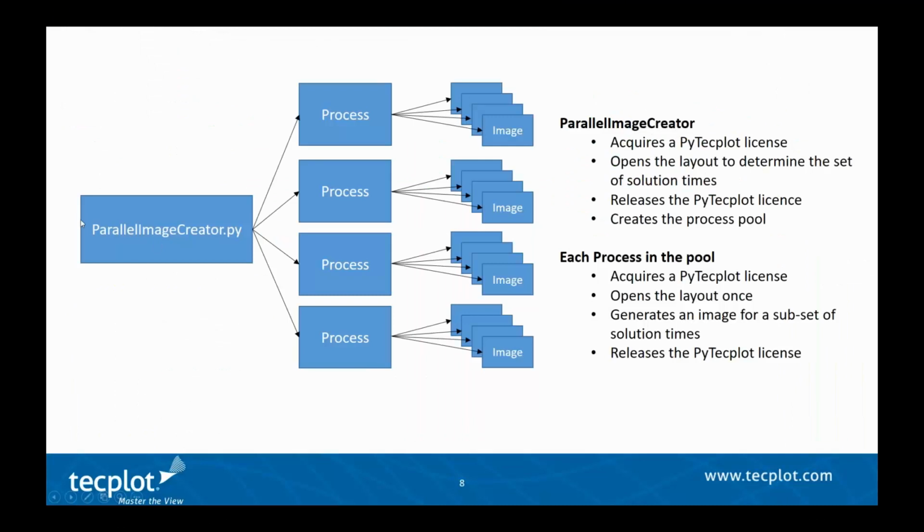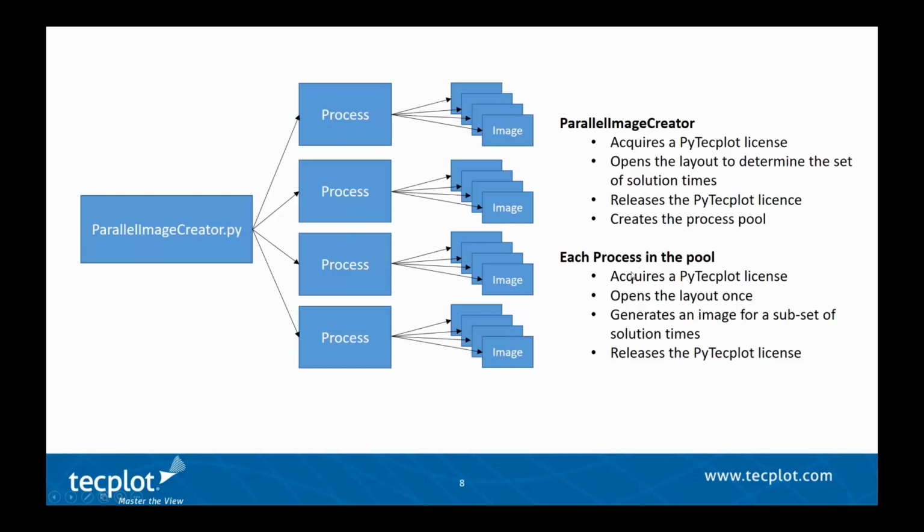And so we have this script called Parallel Image Creator, and what that's going to do is it's going to create a number of processes. This script is going to be responsible for acquiring a PyTecplot license. It's going to open the layout to determine the set of solution times that we have in that layout, and then it's going to release the license and create a process pool. And so that's this pool here.